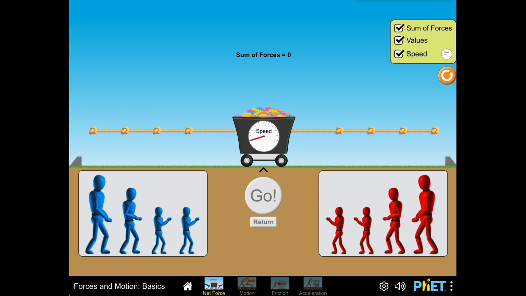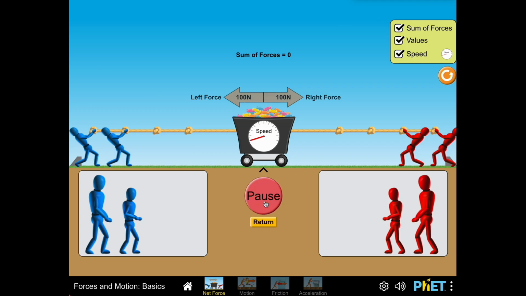The first simulation covers net force, or the sum of vector quantities that act upon an object. To get a full picture, I turned on the sum of forces, the values in newtons, and speed/velocity in meters per second. These little guys represent forces of different magnitudes which you can add by dragging or remove in the same way. Opposing forces can be thought of as negative and positive values, or as if this is a y-plane and this is an x-plane, and here's the negative and here's the positive.